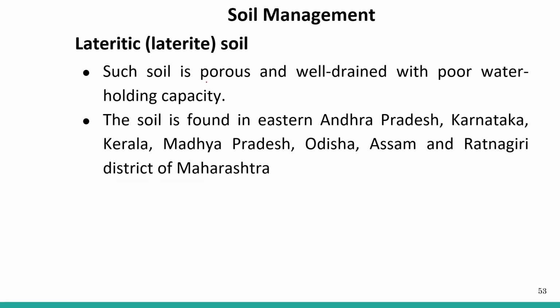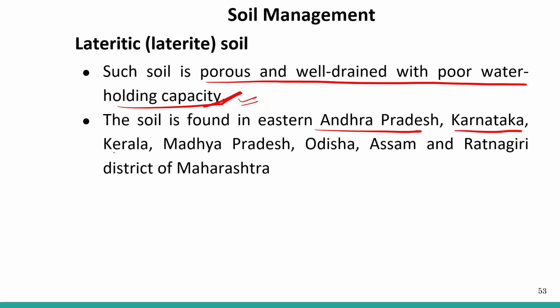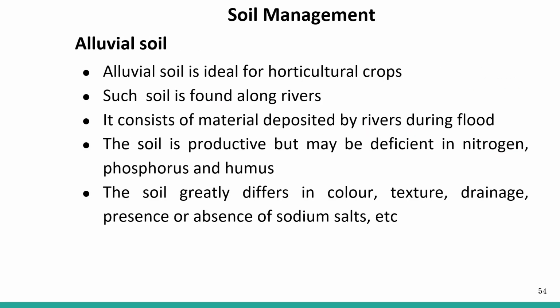Such soil is porous and well drained with poor water holding capacity. So this particular soil has poor water holding capacity. The soil is found in Andhra Pradesh, Karnataka, Kerala, Madhya Pradesh, Odisha, Assam, and the Ratnagiri district of Maharashtra. So these are the states and also the parts of states in which this laterite soil is found.